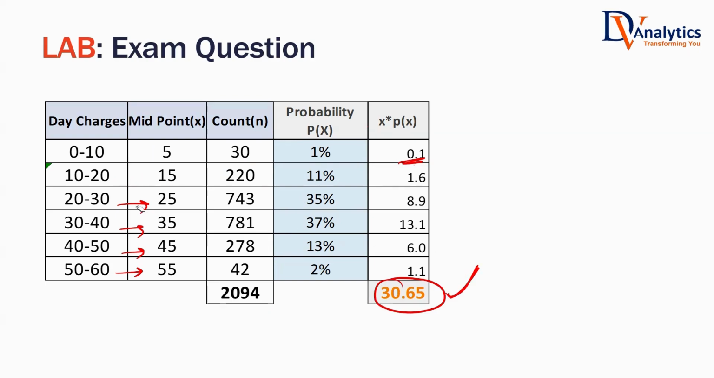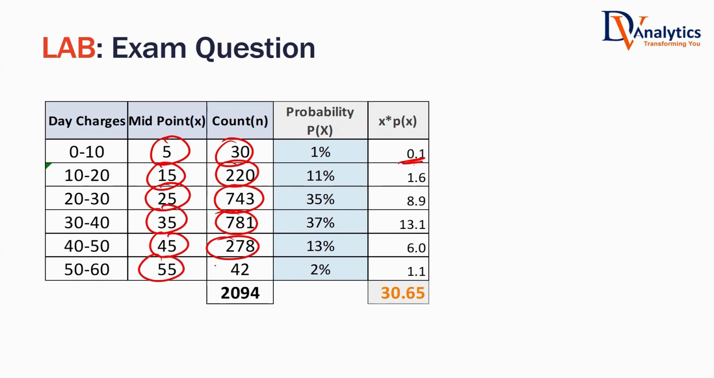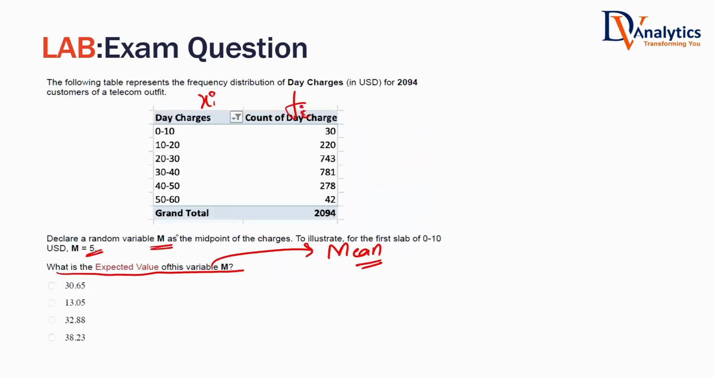But if you find the previous method easy, which is actually easy, 5 into 30 plus 15 into 220 plus 25 into 243 plus all these, divided by overall 2094, you will get the same answer. Both of them will give you the same answer. This is known as expected value because we are talking about probabilities, probability distributions. So the formula is kind of modified like this.